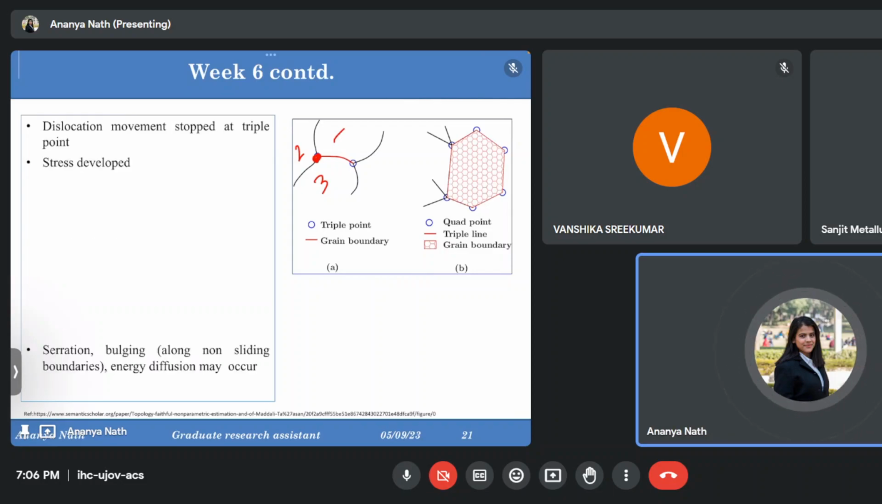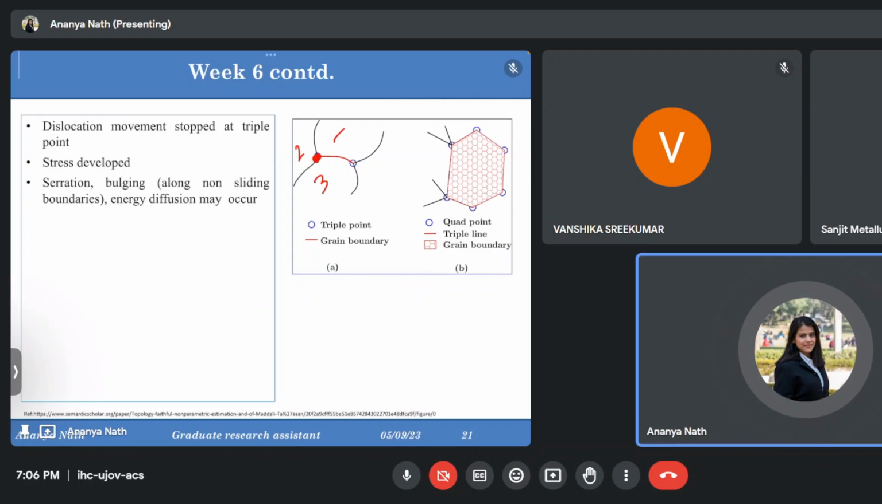The stress developed inside the grain because of this dilemma in the dislocation movement, whether to go, in which direction to go. So serration, bulging, these things occur because when the energy at this triple point crosses a particular critical value, there will be some serration inside the grain boundary, because a lot of dislocations have gathered at that place and serration will occur.